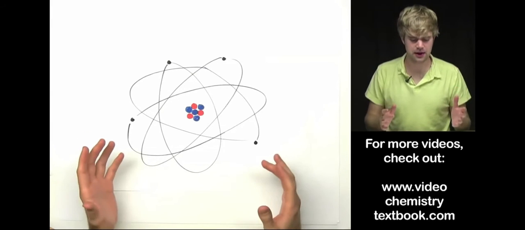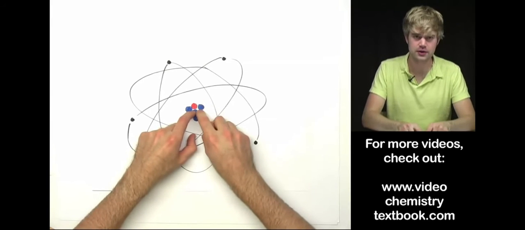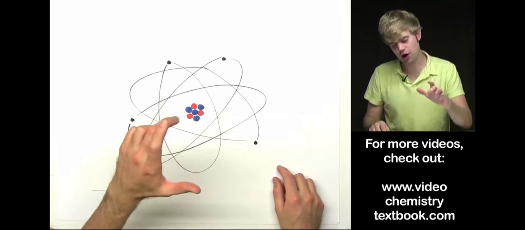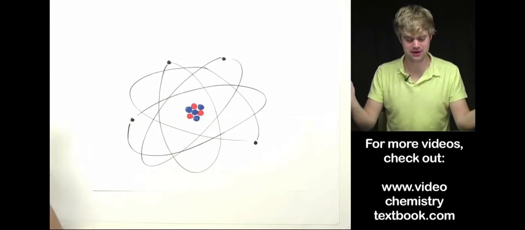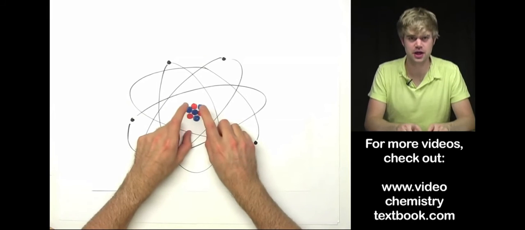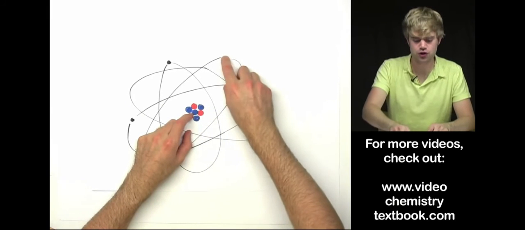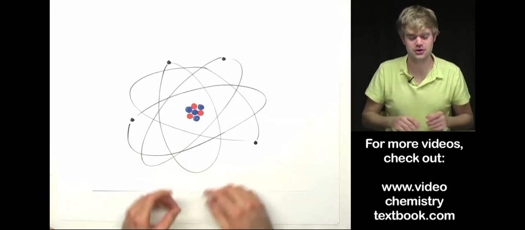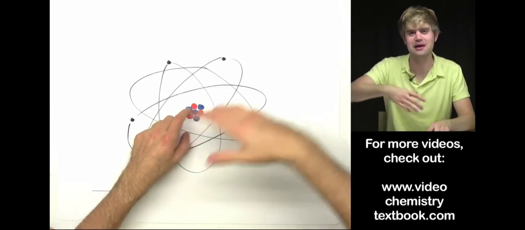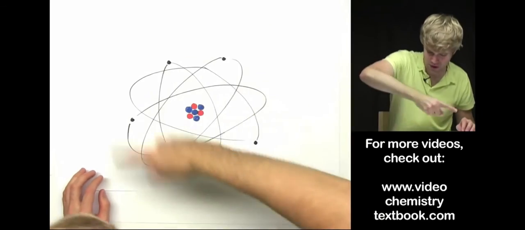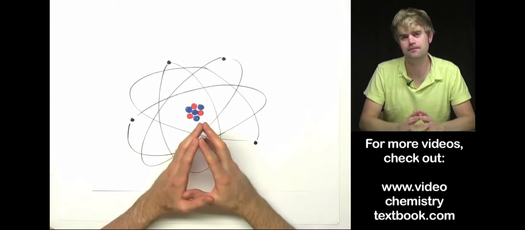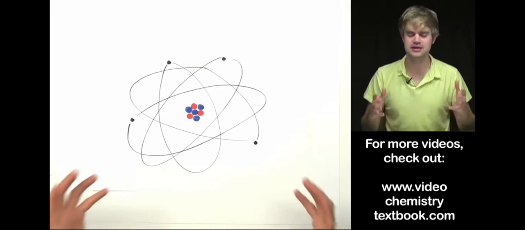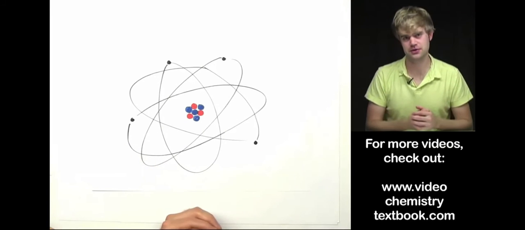The second thing has to do with the size of the nucleus and how far the electrons are from it. If this were a real atom blown up many, many times, and the nucleus were the size of a grape, the electrons out here would be almost a mile away. Just have this grape-sized nucleus, and a mile away would be the electrons spinning on the outside. So that means that most of an atom is actually empty space.